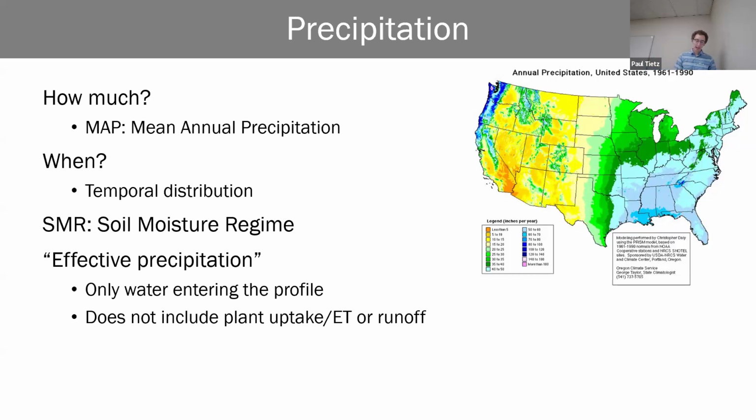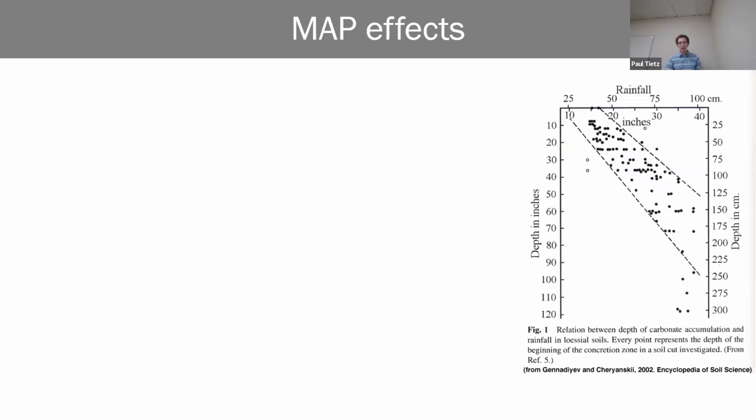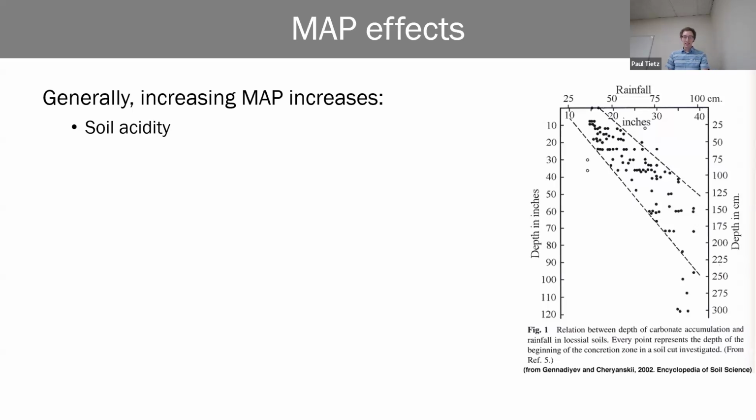So what happens as our mean annual precipitation changes? What can we kind of expect to see as common patterns? Generally, of course, if we're going to broaden this out to all soil profiles in general, as you increase the mean annual precipitation, soil acidity will generally increase. If rainwater is a little bit on the acidic side of neutral, you can increase the soil acidity. Increasing rainfall also increases the depth to calcium carbonate accumulations. That's what this figure here is showing.